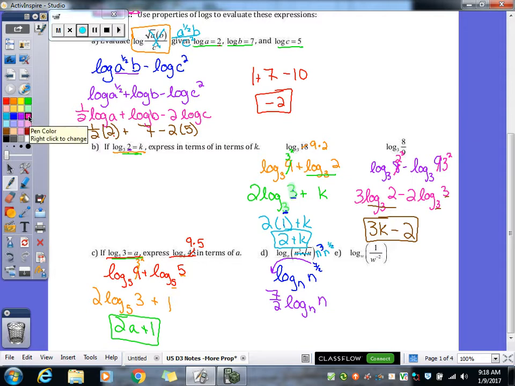Now these are letters, but these still match. Your base and that number there, those are the same. So this whole log turns into a 1. So it's 7/2 times 1, which would just be 7/2. Or some people like to write it as 3 and 1/2, but really we want to see the improper fraction. We want to see the 7/2 instead.